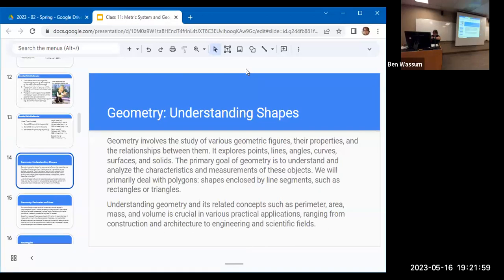After geometry, we're going to have a little bit of tables and charts, and we're going to have a little bit of algebra, and that's going to be pretty much it. So of course, next week is the last week of class. So we're going to have fun with that.